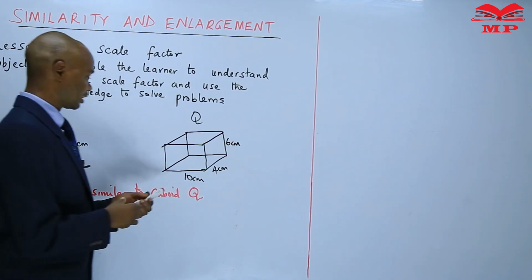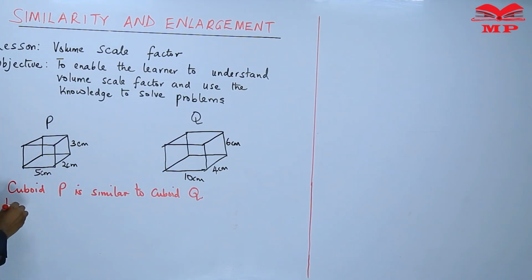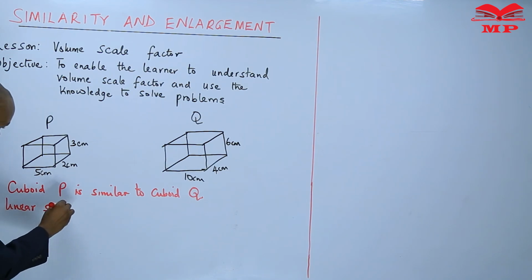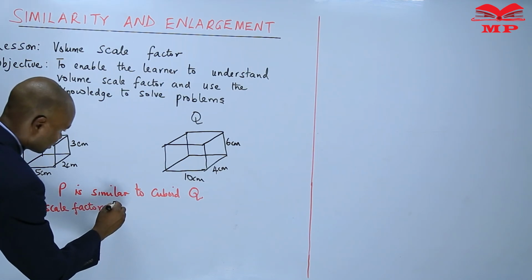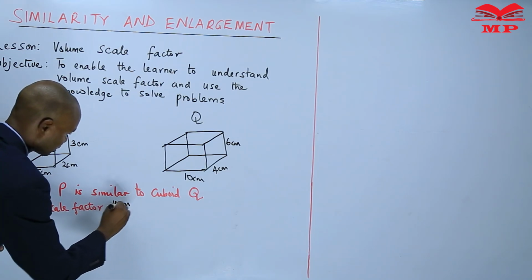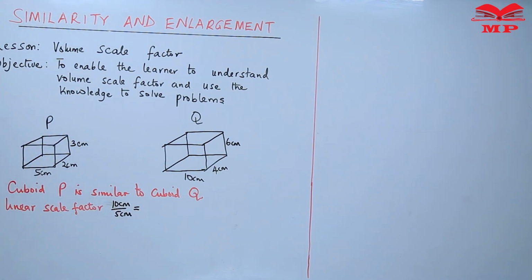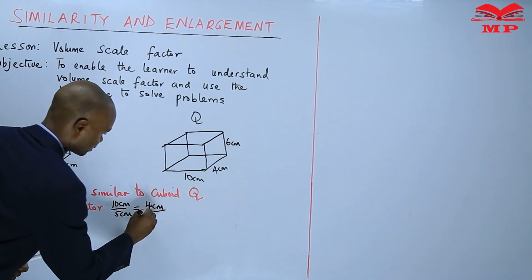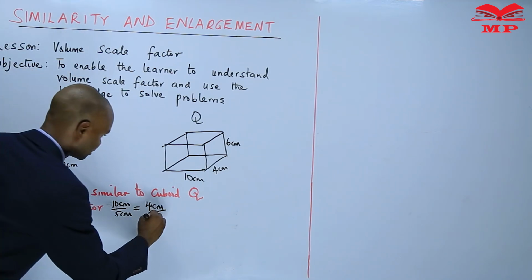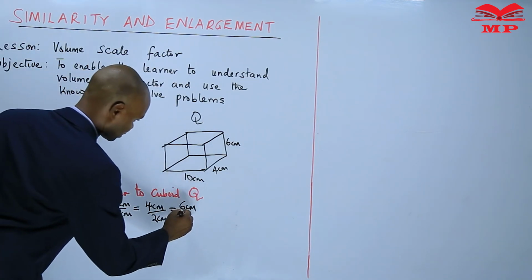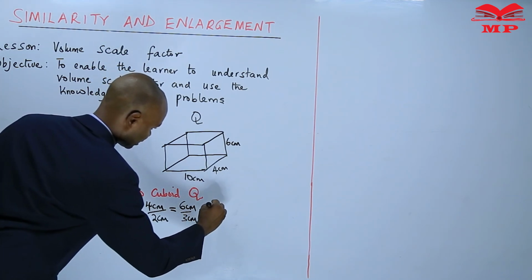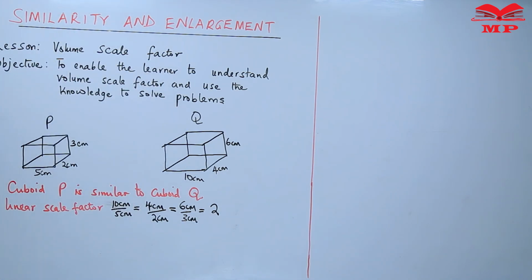From our linear scale factor, you divide the corresponding sides. It is 10 centimeters over 5 centimeters, or 4 centimeters divided by 2 centimeters, or still you can take 6 centimeters divided by 3 centimeters. So our linear scale factor is 2.